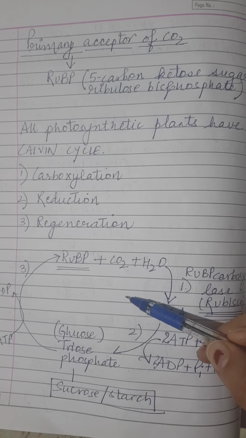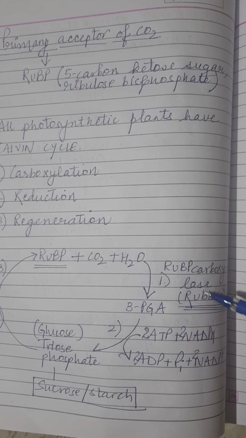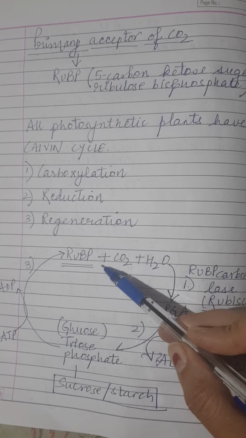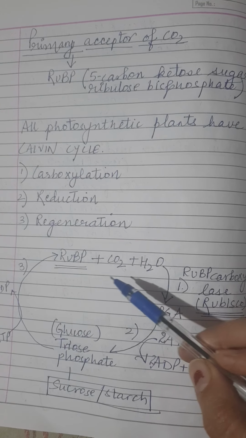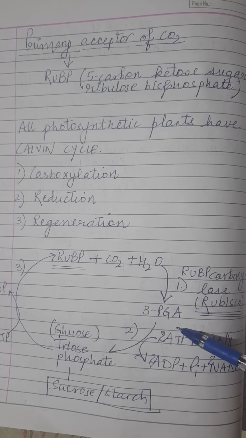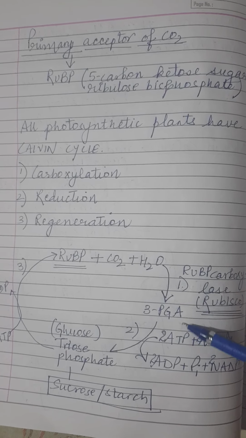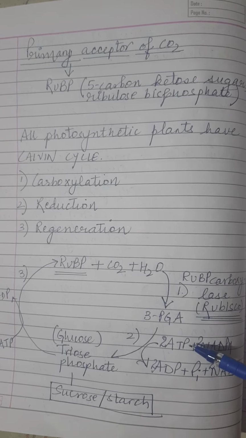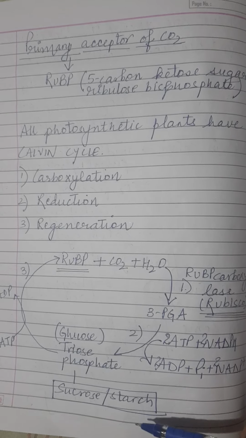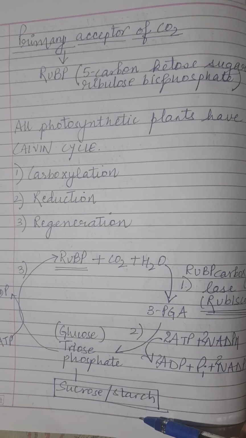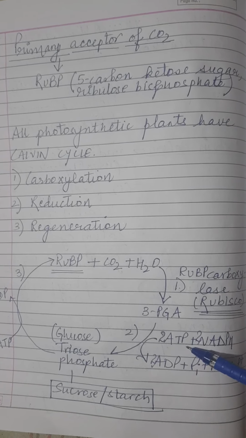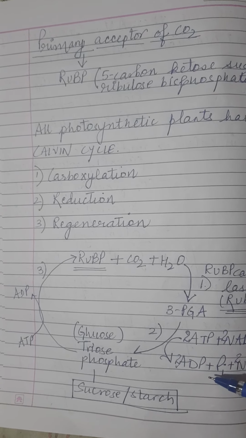In the first step, there is carboxylation, which occurs by RuBP carboxylase or Rubisco enzyme. RuBP, being the primary acceptor of carbon dioxide, will accept this CO2 molecule. In presence of water, 3-PGA will be formed, that is phosphoglycerate or phosphoglyceric acid. In the second step, this molecule is reduced to produce triose phosphate, which can be stored in the form of sucrose or starch as a reserve food material. In this step, 2 ATP and 2 NADPH molecules are used up.